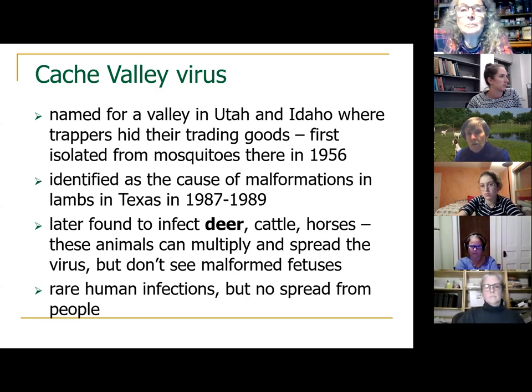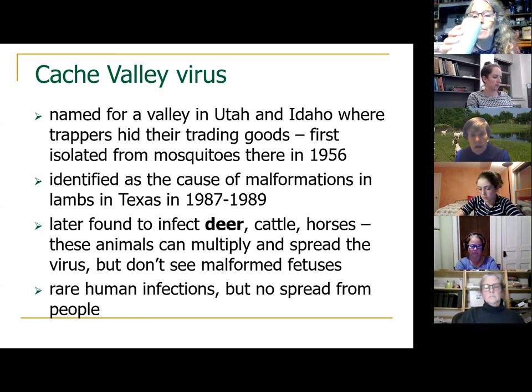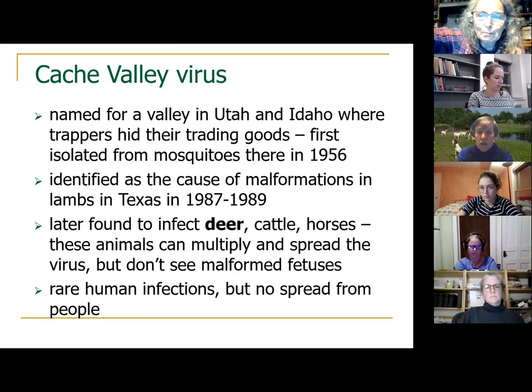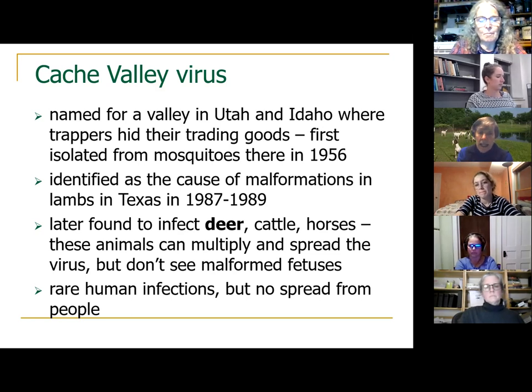We know, for instance, that it readily infects deer, also cattle and horses. But there don't seem to really be any reports in this country of Cache Valley virus causing birth defects or malformed fetuses in the deer or the cattle or the horses. But when blood samples are taken from these species, we can see that they have had a serologic response to an infection. Human cases occur rarely, but there seems to be no spread from one person to another person.